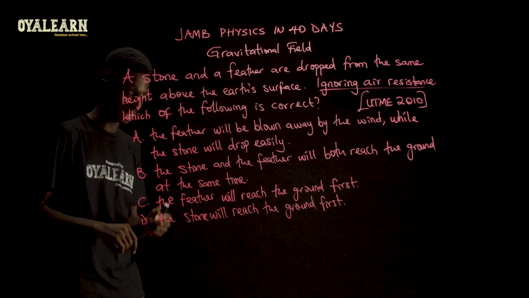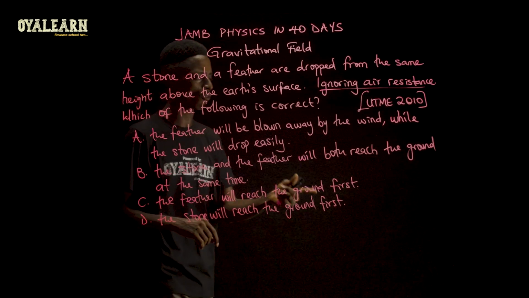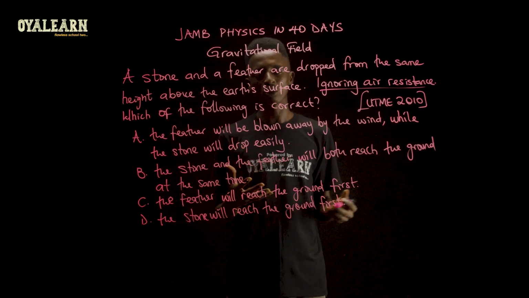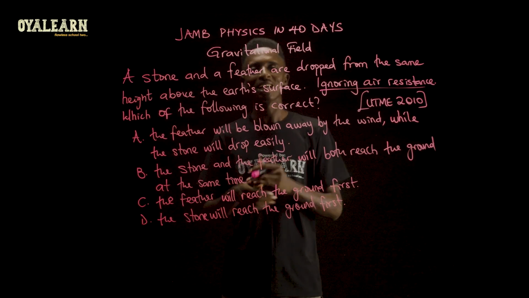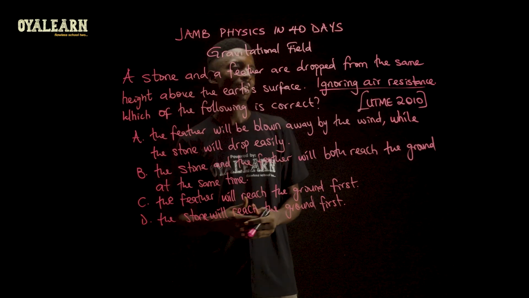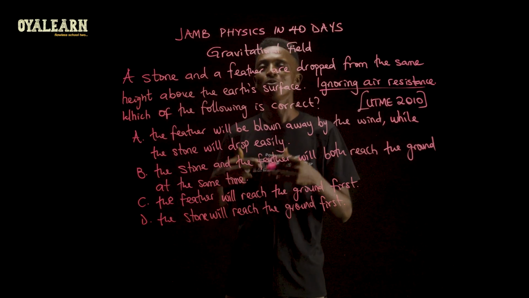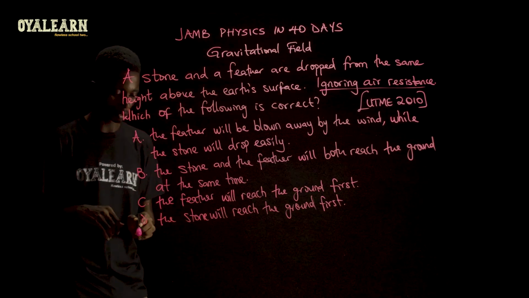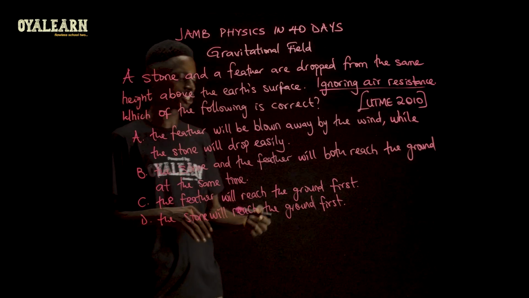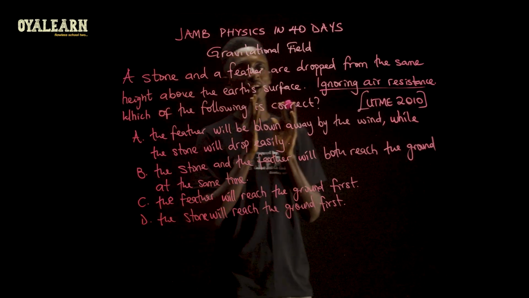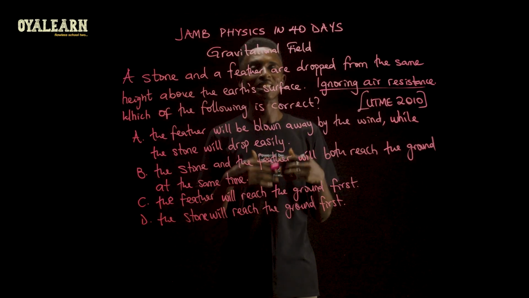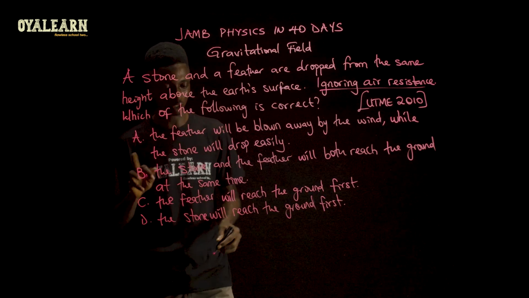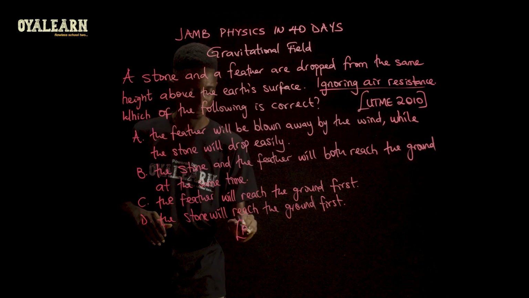Now, option C says the feather will reach the ground first. Now, this is never correct, whether we ignore air resistance or not. Because if you apply air resistance, the feather will reach the ground last. And if you are ignoring air resistance, they will reach the ground at the same time. So this one is totally wrong. And then option D says the stone will reach the ground first. And that would have occurred if air resistance is being factored. So in all the statements here, the only correct one is option B. So we go with that.